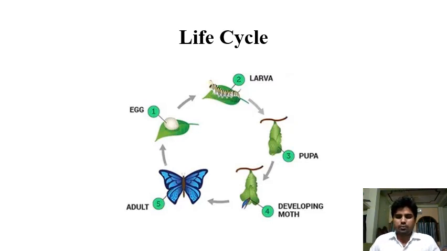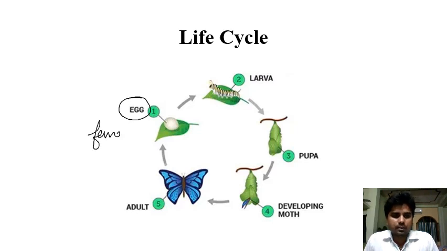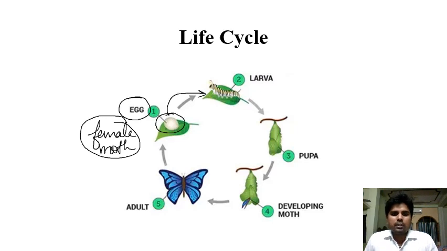So students, we can see here that on the first mark, the first number, it is written egg. So who gave this egg? Basically it is the female moth who gave the egg. Okay, now what will happen? This egg will hatch out on the leaf, and this leaf is a special leaf called mulberry leaf.